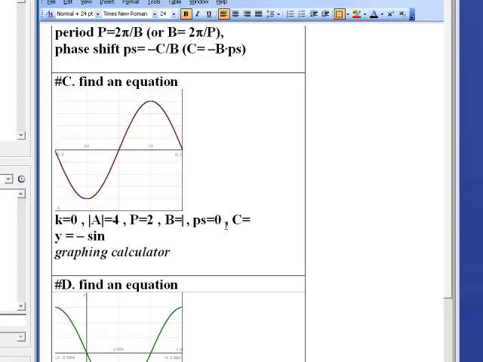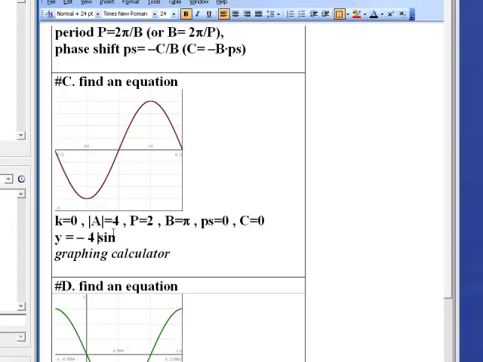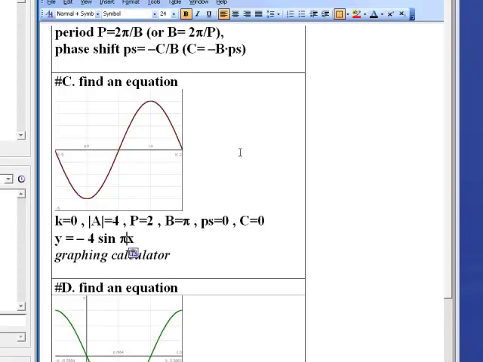And therefore, the coefficient b comes out to 2 pi divided by 2. So b equals pi. And c comes out to 0. As we can see, there's no phase shift. So we have negative 4 sine of pi x.